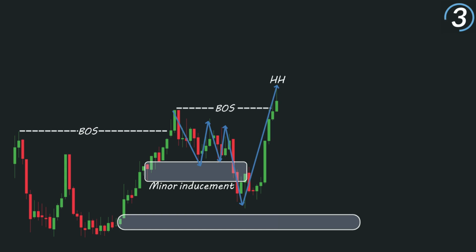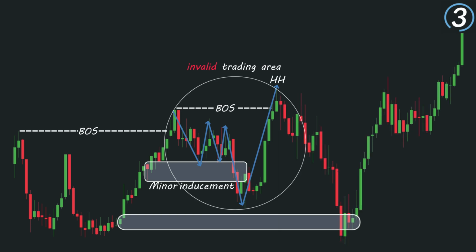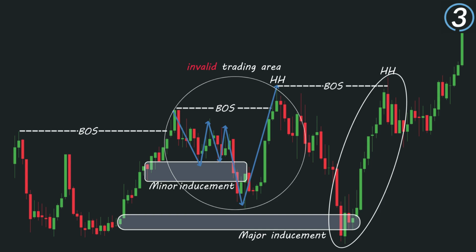The important point here is that, since this higher high occurred after a minor inducement rather than a major one, it does not represent a valid zone. In other words, if the market structure behaves in this way, forming a break of structure and an order block after a minor inducement, we cannot consider this area a valid trading zone. Following the market's reversal and the price breaking through the order block that initiated the trend, a major inducement has formed. As a result, the highs and order blocks formed after this inducement can be considered valid, and this area may serve as a potential trading zone.